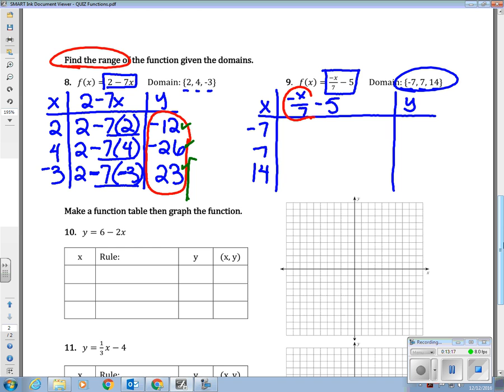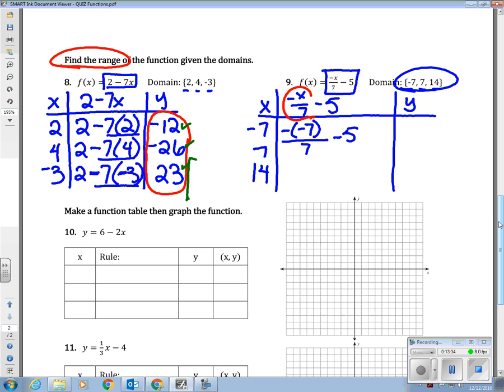Yeah, I'm sorry, I'm saying the wrong thing. Sorry, we already have that. Never mind. Okay, so we have negative 7. I have a negative 7 over 7, and then minus 5. That's my first problem there.